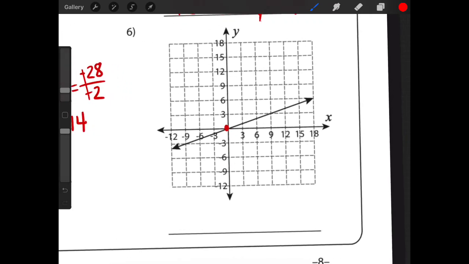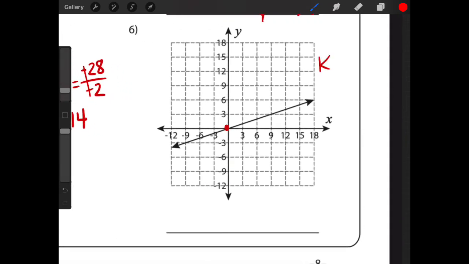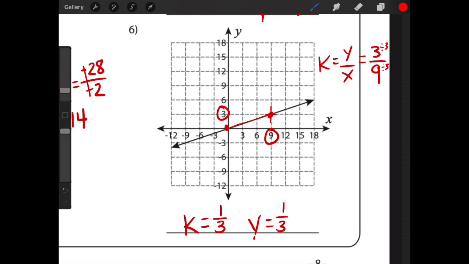And we'll do number 6, the last one. K is equal to y over x. So what's my y? We're going to follow the line until we get to that cross section. There's a perfect cross section right here. So my y value is 3. My x value is 9. So my constant, k equals, if I divide 3 by 3 and 9 by 3, I get 1/3 as my constant. So my equation is y equals 1/3 x. So I'm going to multiply by 1/3 in this case.